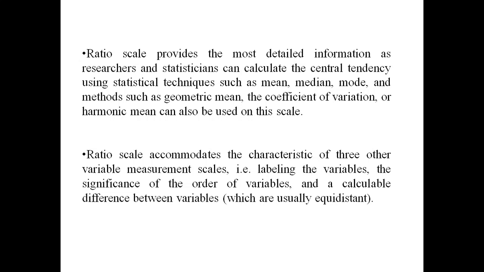Because of the existence of a true zero value, the ratio scale does not have negative values. To decide when to use a ratio scale, the researcher must observe whether the variables have all the characteristics of an interval scale along with the presence of the absolute zero value. The ratio scale is considered the highest level of measurement. The measurement is ideal to the scientists.